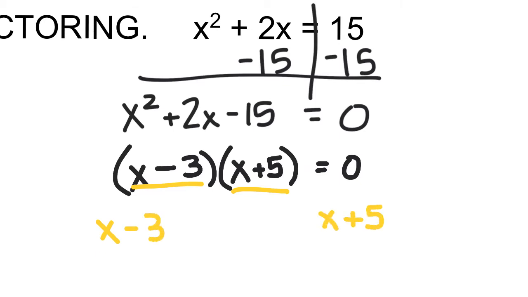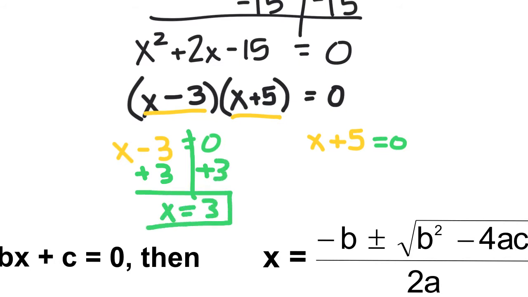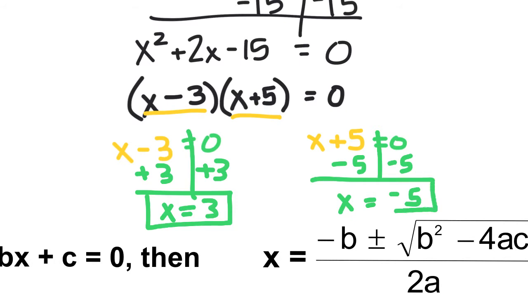is another factor. But if we're talking about the solutions, we'll put each of those equal to 0 and we'll isolate the x to find the solutions. So while the factor is x minus 3, the solution is x equals 3. The factor is x plus 5, but the solution is x equals negative 5. So the two solutions are 3 and negative 5.